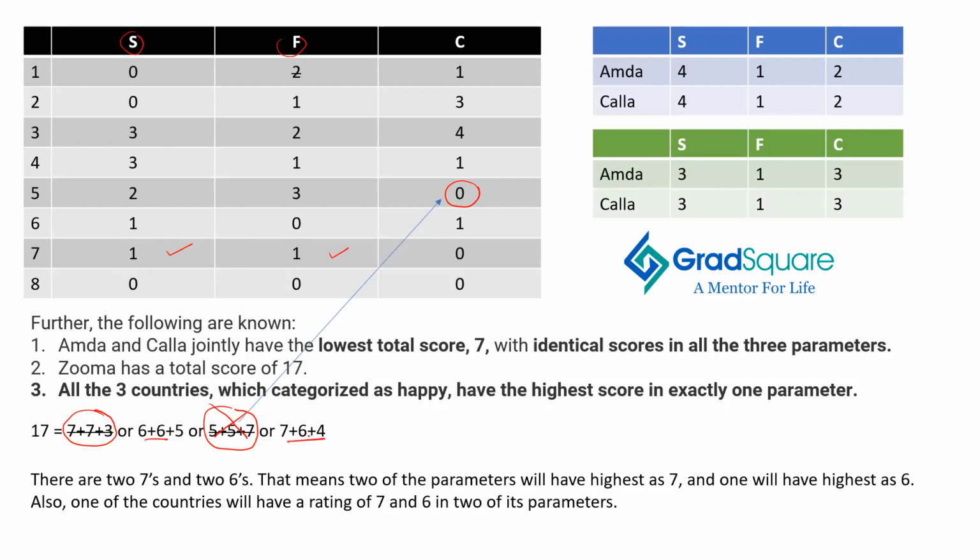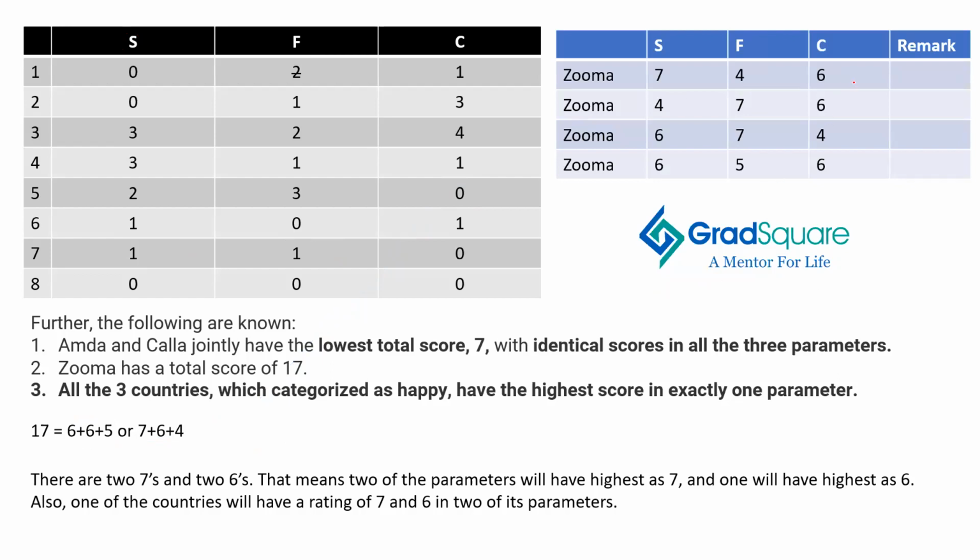So let's see how we can use this now. So these are the 4 possibilities now. I can put for Zuma 7 at Social Security, 4 at freedom of choices, 6 at corruption. Or we can have 7 here, in which case 6 can come here, 4 can come here, or 6 can come here and 4 can come here. Or we can put it as 665, in which case 6 can come only in these 2 places. That means 5 will be in between. So these are the 4 cases.